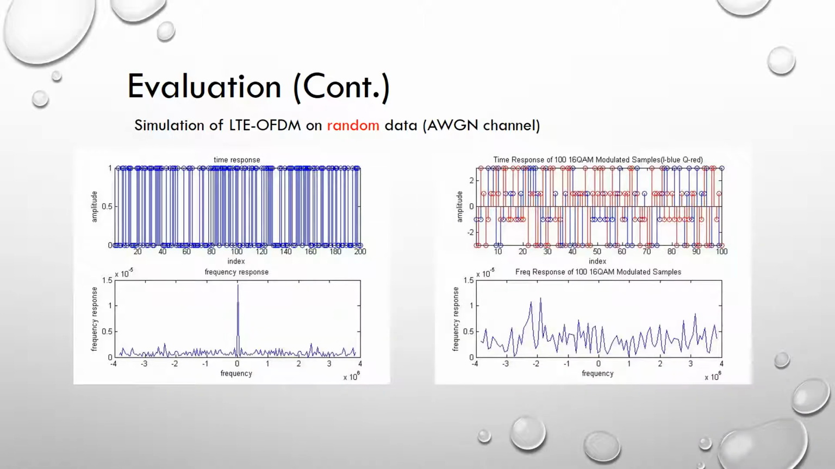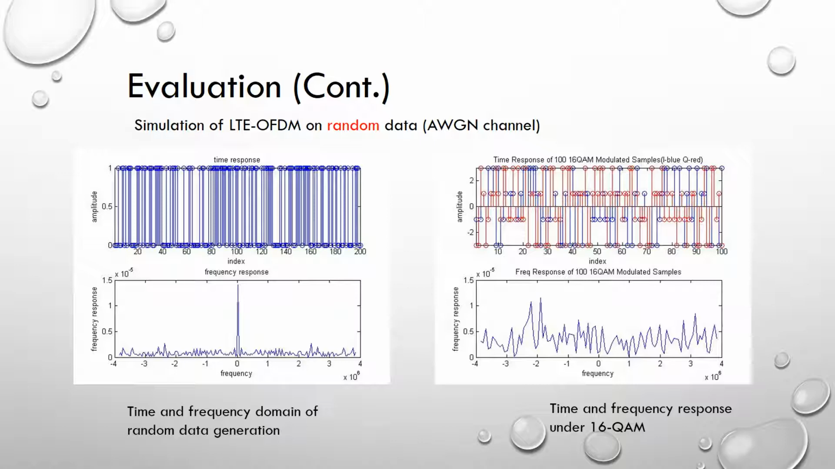Next, I talk about the simulation results of LTE OFDM. I took two kinds of experiment. One is random data, and the other one is the image data. Firstly, I talk about the random data. The first image shows the time and the frequency domain of random data generation, and the second image shows the time and the frequency response on the 16 QAM.